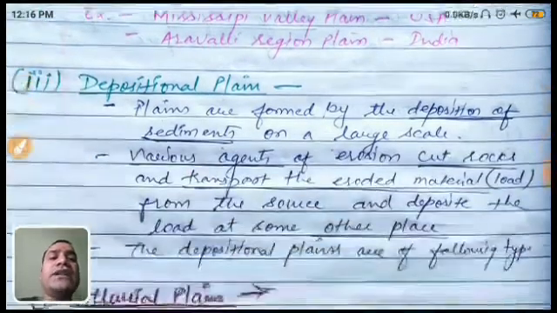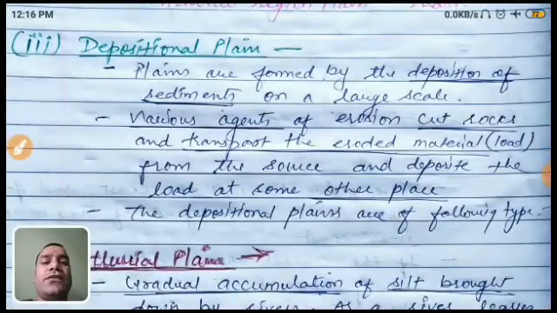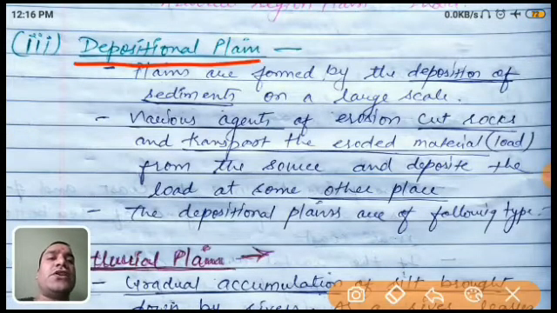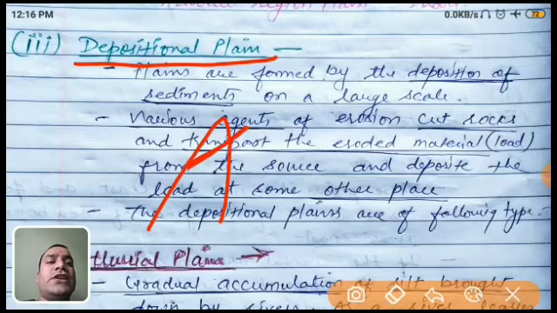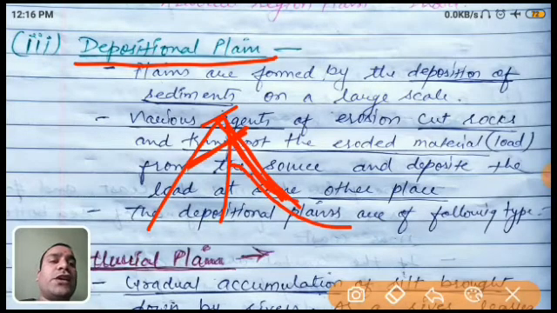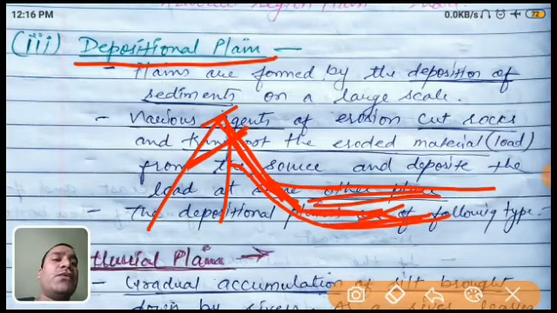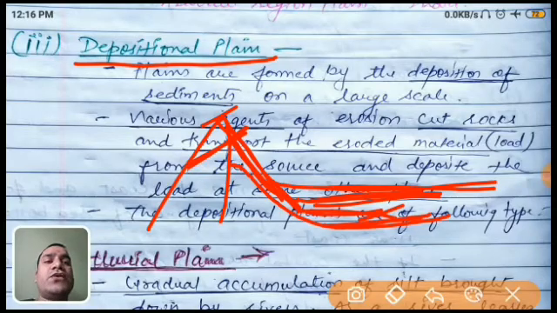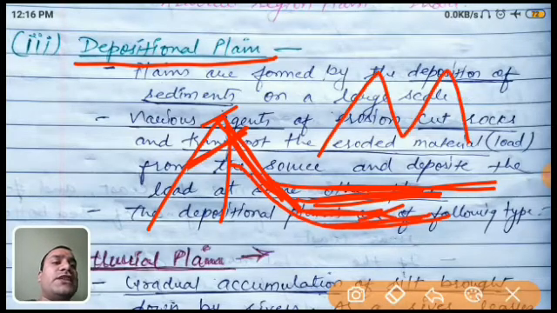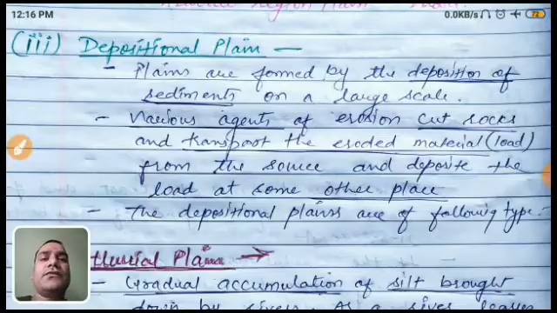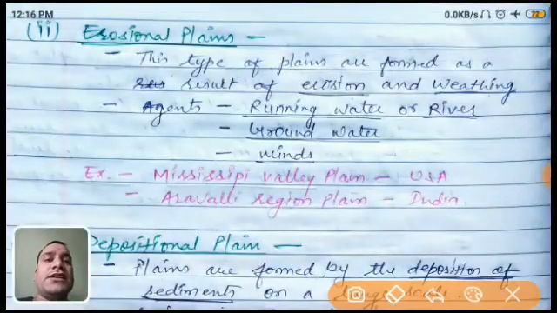Now the third one is the depositional plain. You know very well, when erosion is going on, the eroded material goes downward. It collects in the lower part and then becomes a plain surface. This is called the depositional plain. Now see, if this is a mountain, let me explain with an example. Just like this is erosion.